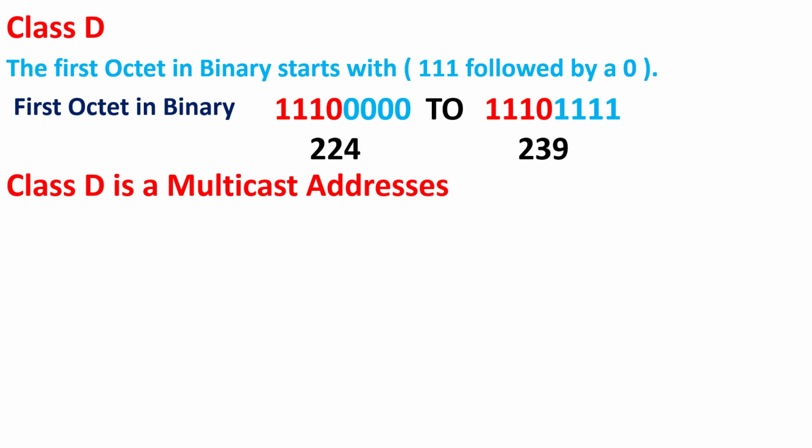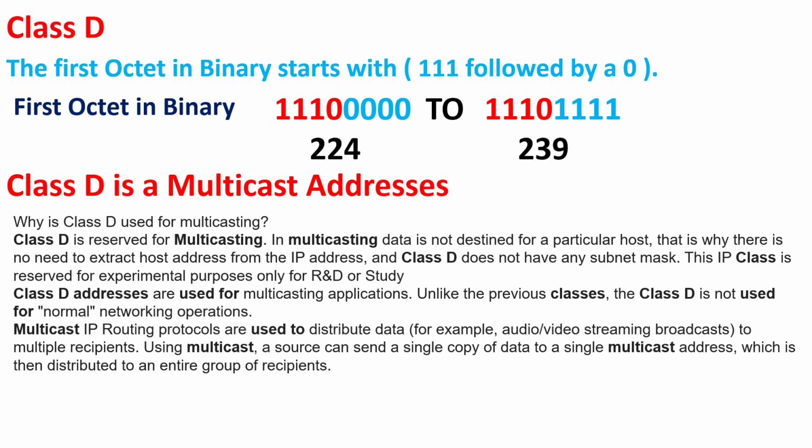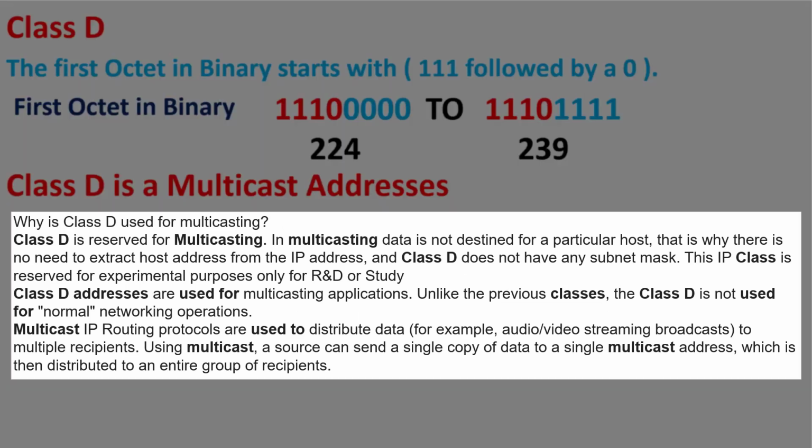Now, class D is a multicast address. Now I'll explain a little bit about multicast. Why is class D used for multicasting? Class D is reserved for multicasting. In multicasting, data is not destined for a particular host. That is why there is no need to extract host addresses from the IP address, and class D does not have any subnet mask. This IP class is reserved for experimental purposes, only for R&D or study.